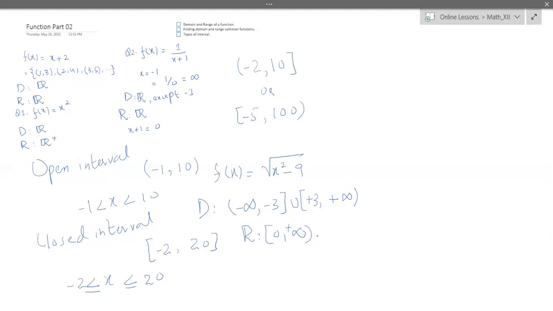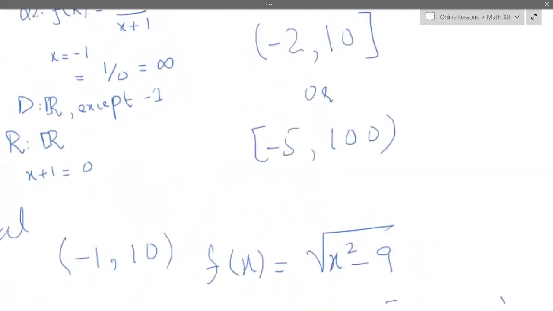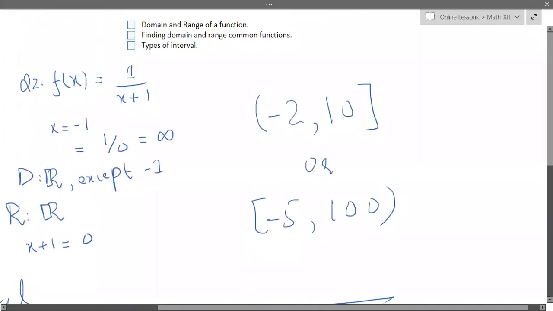So in this video tutorial, we learned about the domain and range of a function, and then we worked out some examples for finding the domain and range of some common functions, and we also learned about types of intervals.